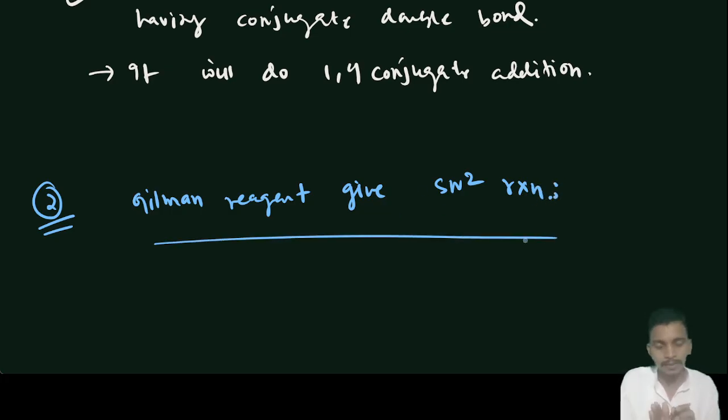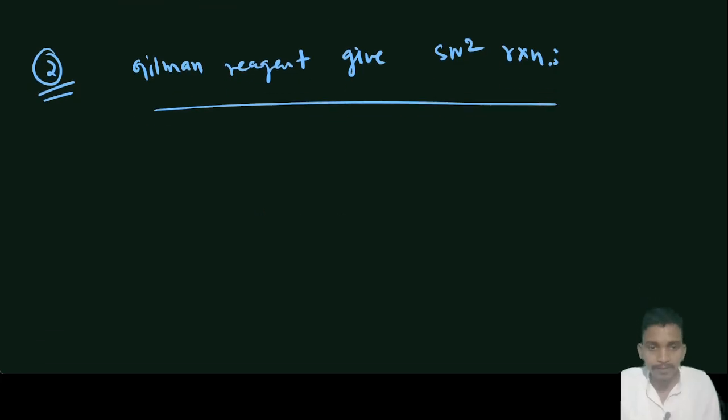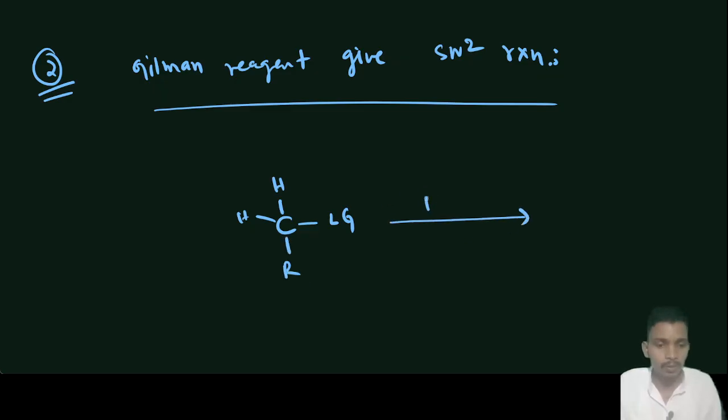What we see is that in SN2 reactions, we have a carbon center with a leaving group, and here we have H, and here H, and here any group, let's say R. This carbon is electron deficient due to the leaving group.